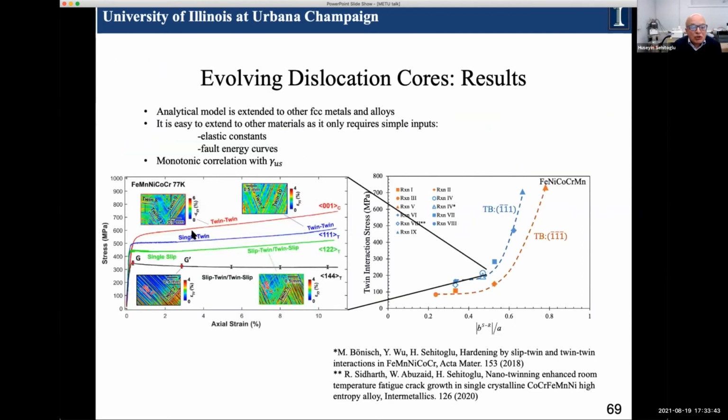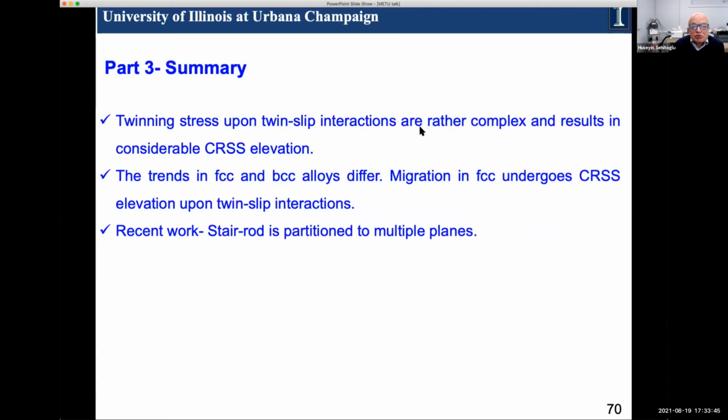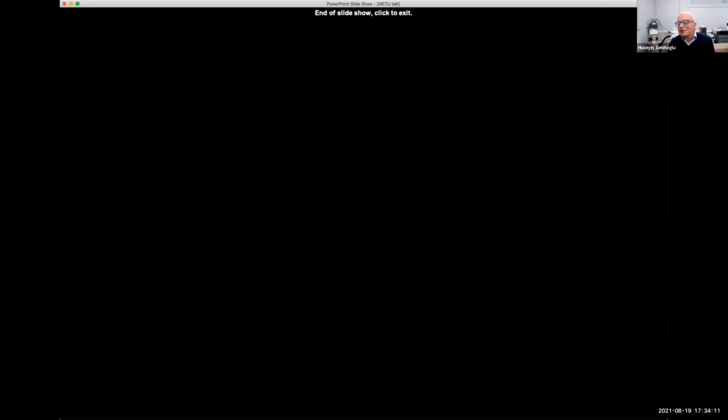I would say that twinning stress and twin-slip interactions are rather complex and result in considerable CRSS elevation. The trends in FCC and BCC always differ. Migration in FCC undergoes CRSS elevation. That's what we're showing in these high entropy alloys. In recent work, the residual is partitioned to multiple planes. Thank you very much. And sorry, I ran a little out of time.